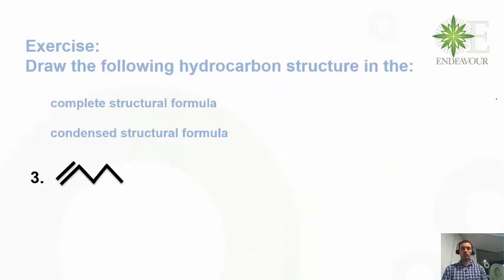So this one, we're going to do it a little bit differently. So this time we're starting off with the line bonding formula, and we need to change this into 2 forms, the complete structural formula and also the condensed structural formula. So this one is a little bit trickier. So remember that at each endpoint of the line there's a carbon atom, so hopefully that'll help you get started. So give that one a go.